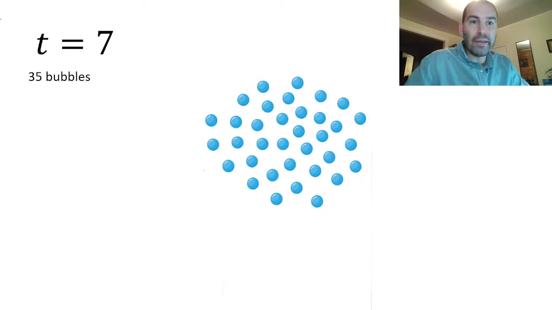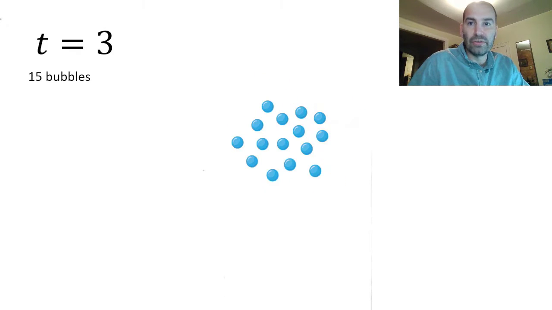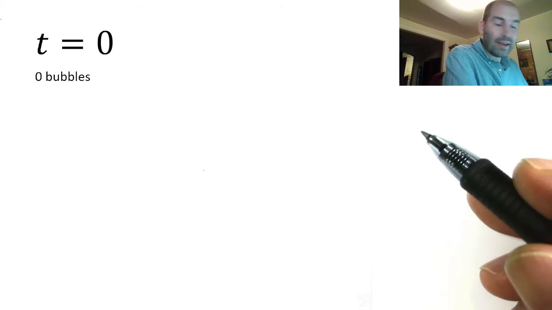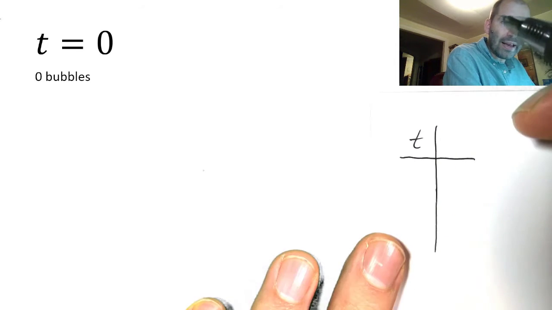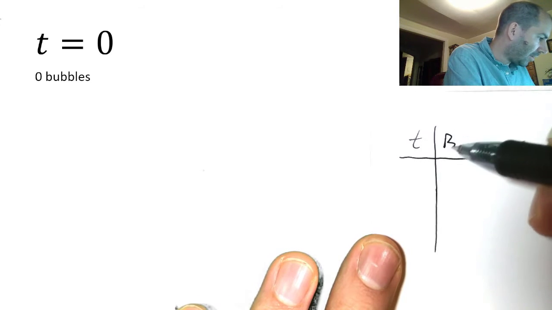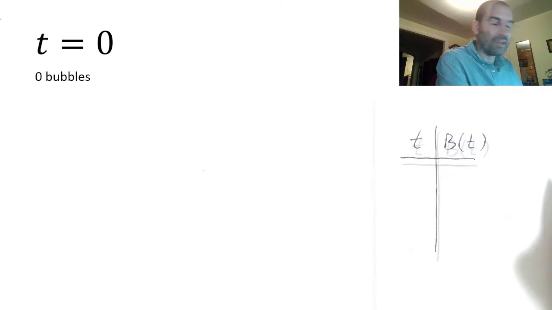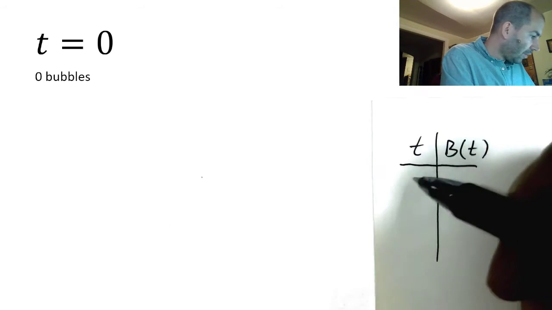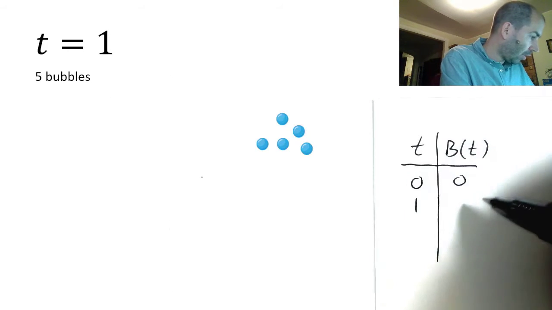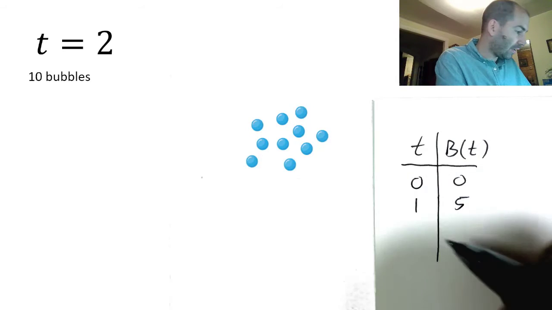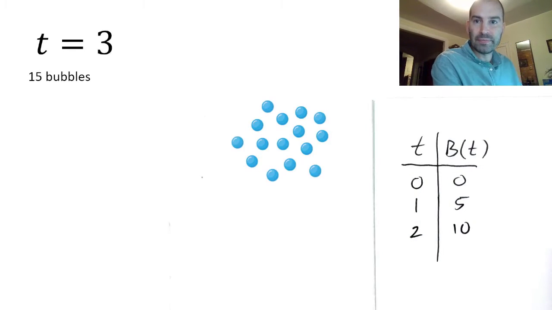All right, so let's try to find the linear model that describes the bubble growth. Let's go back down to time 0 here. What we're going to do is make a table of values. On the left-hand side of the table, I'm going to have time, and on the right-hand side, I'm going to have, let's say, b of t, the number of bubbles at time t. Okay, so at time 0, we have 0 bubbles. Let's advance to time 1. At time 1, we have 5 bubbles. Time 2, 10 bubbles. Time 3, 15 bubbles.